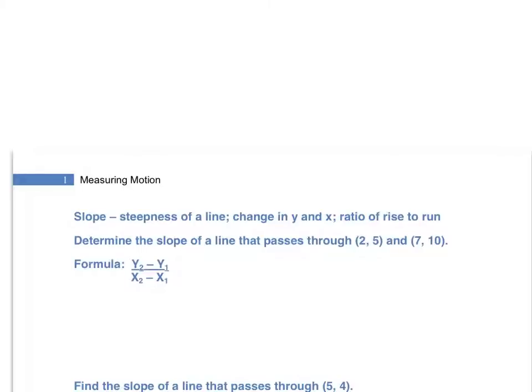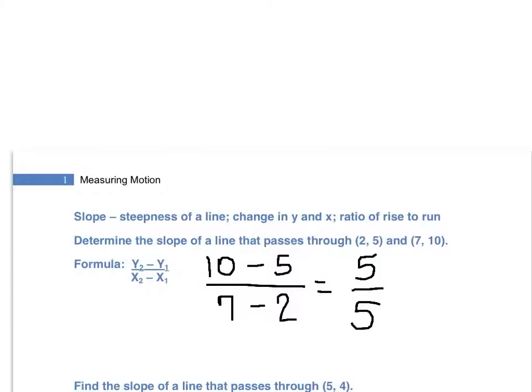y2 is the 10. It's the second y value. Minus y1, which is the 5, which is the first y value. And then we have x2, which is the second x, minus x1, which is the first x. And what we have is 5 over 5, which equals a slope of 1. So that's just one way that we can solve for the slope.